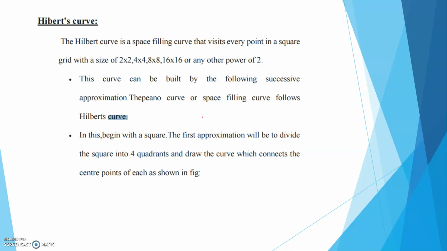The next is the Hilbert curve. The Hilbert curve is a space-filling curve that visits every point in a square grid with a size of 2 by 2, 4 by 4, 8 by 8 or 16 by 16 or any other power of 2. The curve can be built by the following successive approximation. In this, begin with a square. The first approximation will divide the square into 4 quadrants and draw the curve which connects the center point of each.